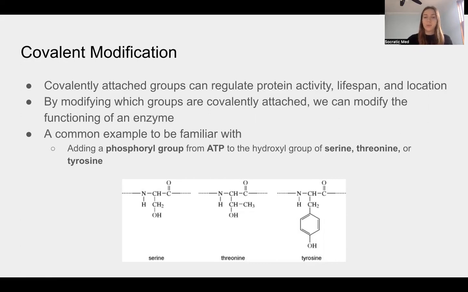A good example to be familiar with here would be adding a phosphoryl group from ATP to the hydroxyl group of a serine, threonine, or tyrosine. So that is a way to covalently modify those residues. It adds to the hydroxyl groups on one of these three amino acids, and that alters the functioning of that enzyme. So I would definitely be familiar with those amino acids and that they are commonly phosphorylated in enzyme regulation.